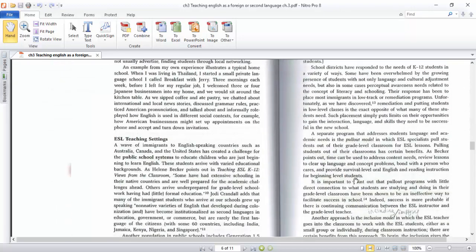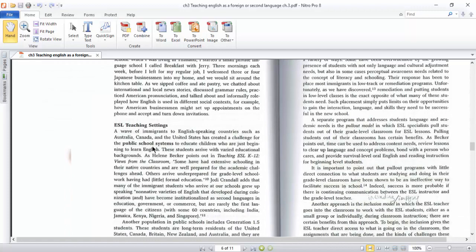Okay. If you go to the other page, what we call ESL teaching settings. In ESL teaching settings, a wave of immigrants to English-speaking countries such as Australia, Canada, and the United States has created a challenge for the public school system to educate children who are just beginning to learn English. So this is a wave of ESL in public schools to teach children the English language.